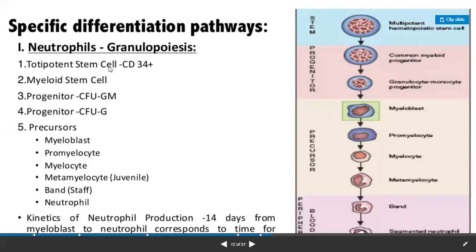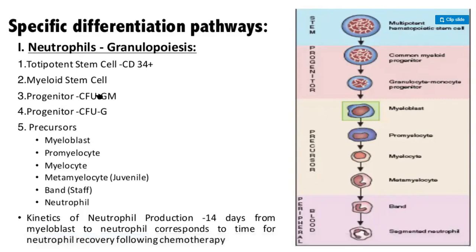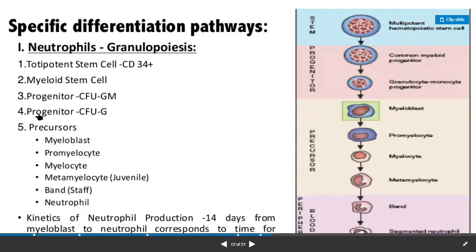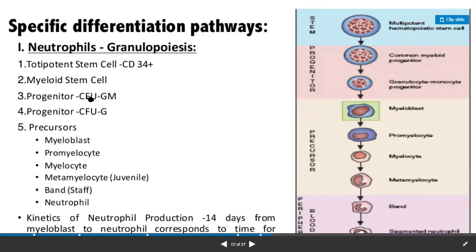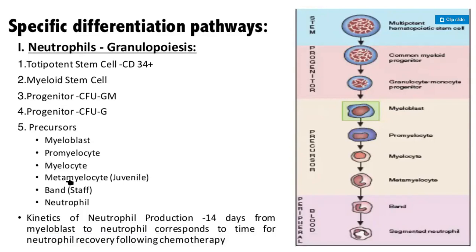So the totipotent stem cells, we said, are the CD34 positive cluster of differentiation. And then we have the myeloid stem cells. The myeloid stem cells will give rise to the progenitor cells, which are the colony forming unit, granulocyte and monocyte. And then we have the progenitor cells, colony forming unit, granulocyte alone. Now not with monocyte, but only granulocyte. And then we have the precursor cells, which are the myeloblasts, promyelocyte, myelocyte, metamyelocyte, band cells, and then the segmented neutrophil, which is the final product.